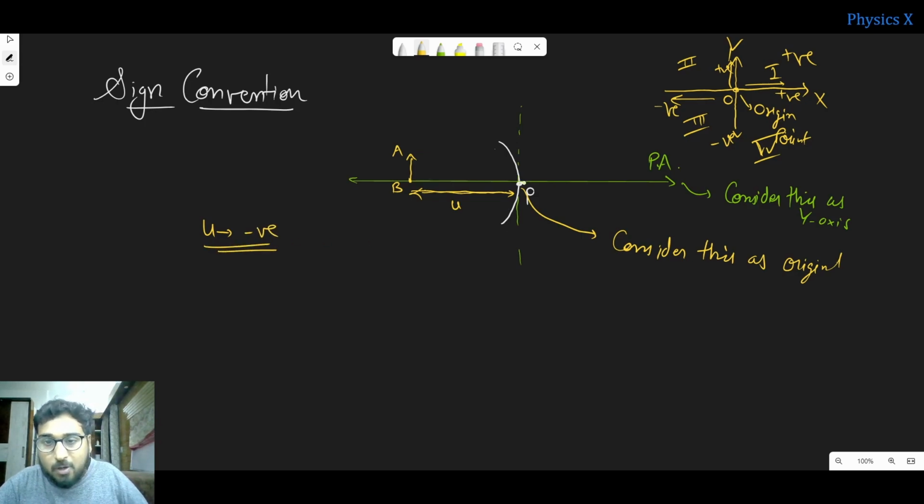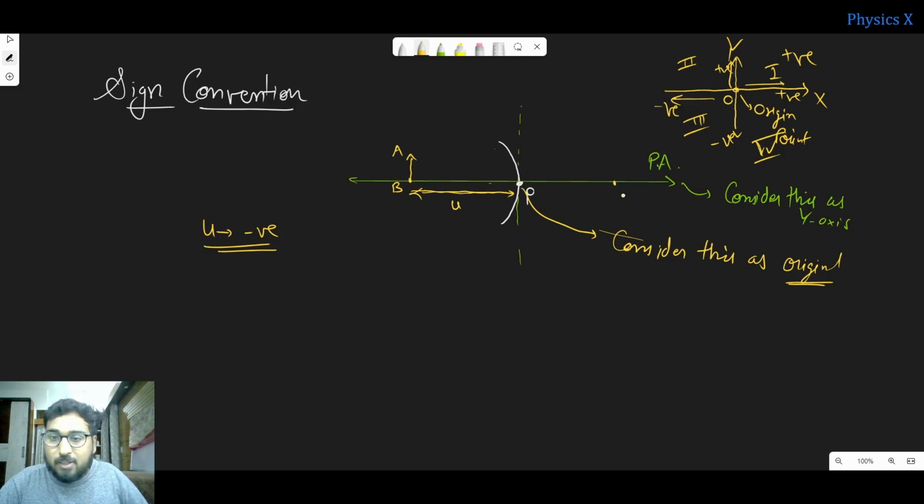Why negative? Because this was your origin. I told you to consider this as origin. So for any distance parallel to the x-axis, we will be seeing the sign of the x-axis. So on the left hand side of the origin, the x-axis is what? Negative. So any horizontal distance on this side will be taken as negative.